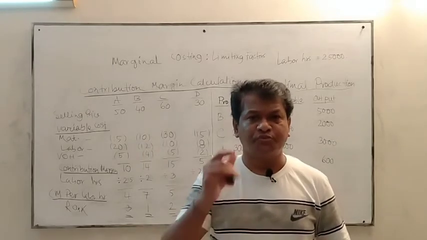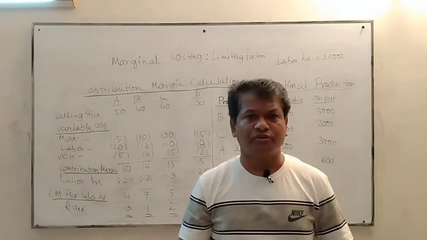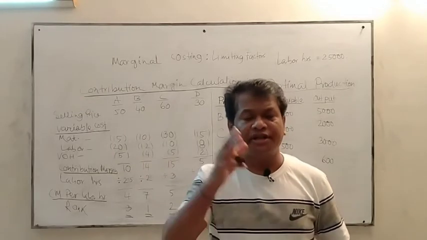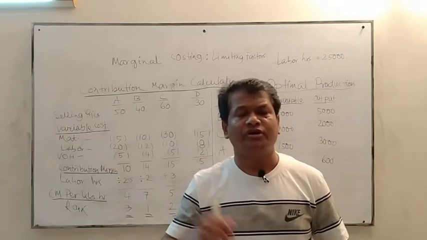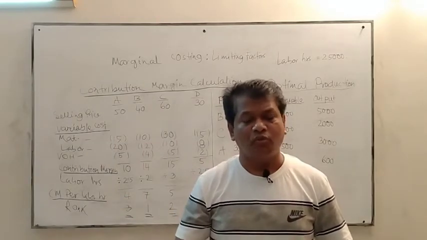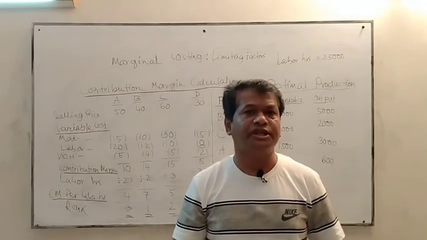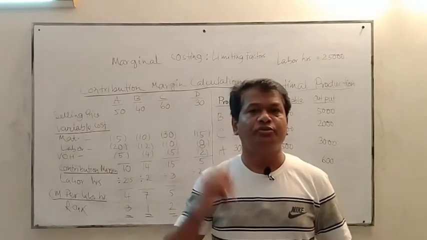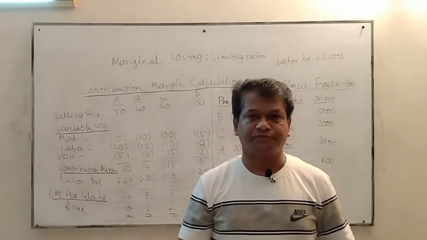Ranking means which product is most profitable. So you have to make rank 1, rank 2, rank 3, rank 4, rank 5, like this. So this ranking is to be done in 4 stages. Once you have completed the 4 stages, that is the ranking, then you can do the optimal production.